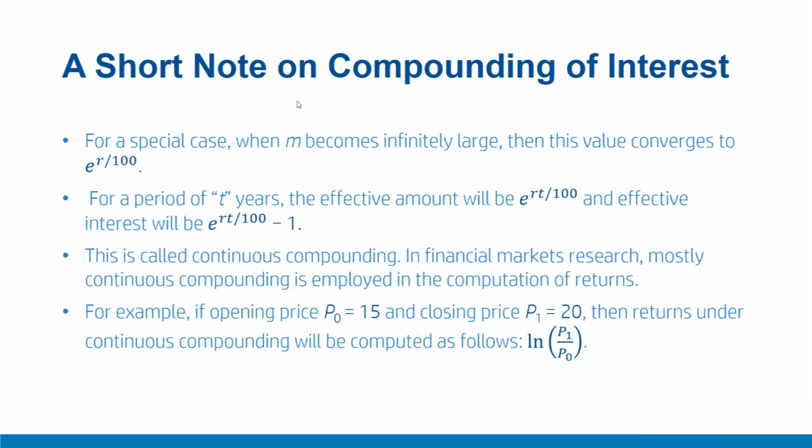In financial market research, continuous compounding is predominantly employed in the computation of returns. For example, if the opening price P0 equals 15 rupees and the closing price P1 equals 20 rupees, then returns as per continuous compounding will be computed as the natural log of P1 upon P0.